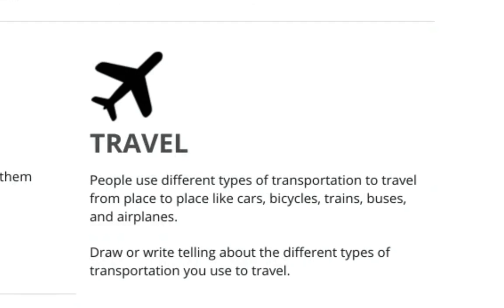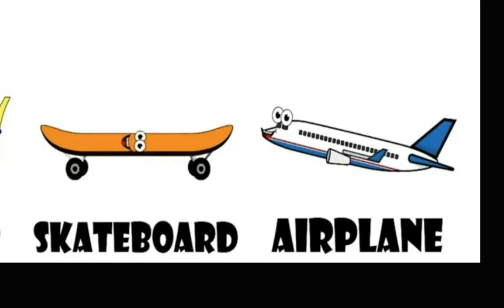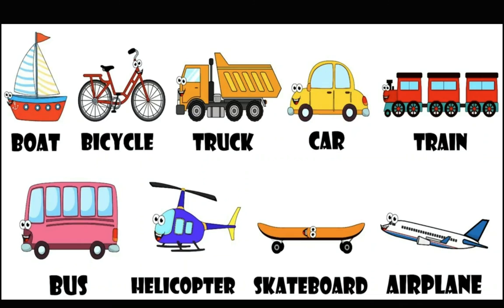Okay, and our last one for today is about travel and transportation. So people use different types of transportation to travel from place to place, like cars and bicycles, trains, buses, airplanes. I actually have an image here of some potential types of transportation. And I'm wondering if you've ever been on any of these kinds of transportation. I'm looking at this picture. I've been on lots of these. You know what I've never been in a helicopter. I wonder if you have. Or been in a train or a boat.